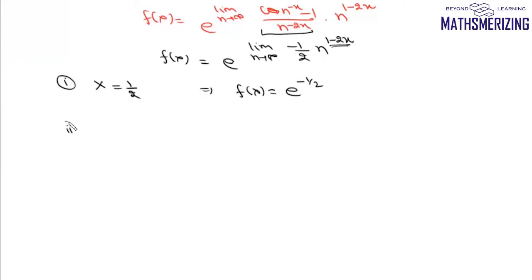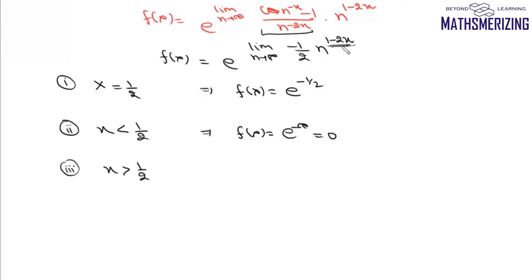Now considering the second case, when the value of x is less than 1 by 2, this power is positive. So this is infinity and minus 1 by 2, so it will be e to the power minus infinity, and e to the power minus infinity is actually 0. So in that case, this function f(x) will be 0. And the third case, when x is greater than 1 by 2, in that case this power is negative. So 1 upon infinity will be 0. So we'll write this f(x) as e to the power 0, which is 1.